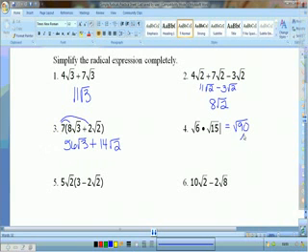For number 3, 6 times 15 is the square root of 90. However, we need to simplify. So think of your factor tree. Two factors would be 9 and 10. The square root of 9 is 3, so the answer is 3 square root of 10.